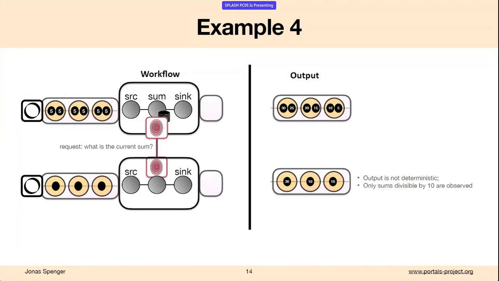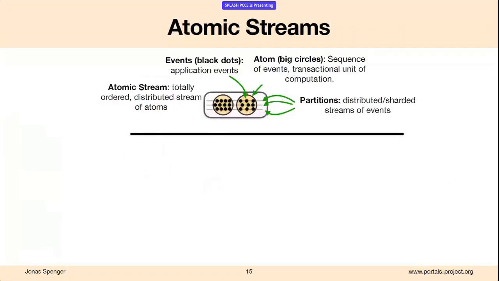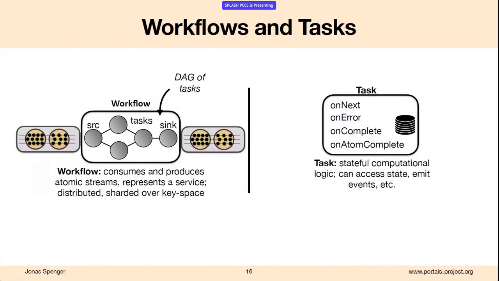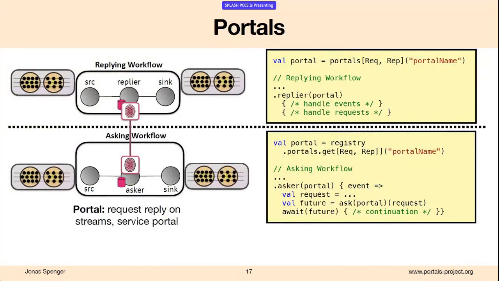Well, with that, I'll continue. Besides the things that I've shown so far, we also have a splitter. Of course, if you have a composite or an atomic stream, you might want to split it. That's a quite useful operation. Because of time, I have to skip through here. What can I say about workflows? We've seen the workflows now. A workflow consumes an atomic stream and produces an atomic stream. That's what it does. And the portals, here we can look a bit more in detail at what portals are.